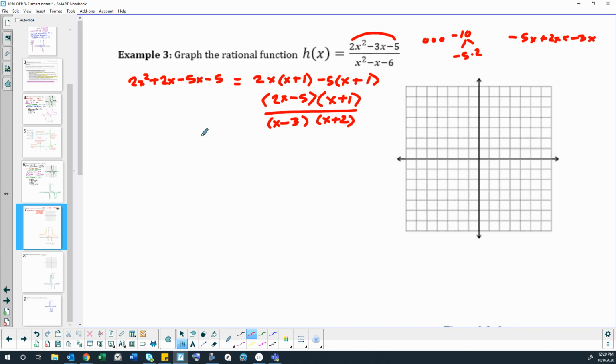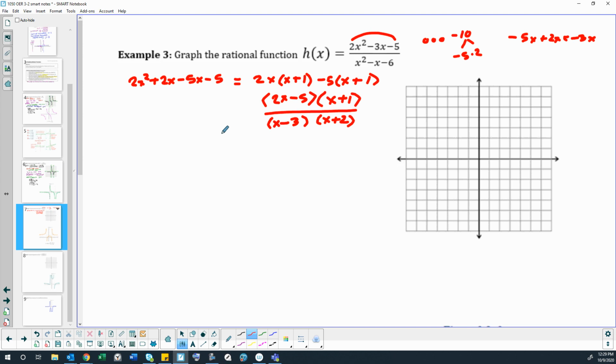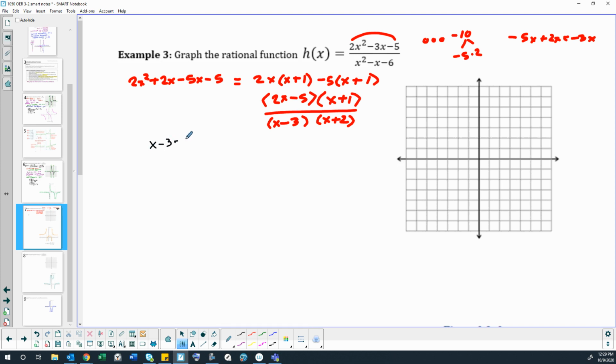Alright, that's step 1. Step 2, we revisit what they are really fast: find the domain, reduce, and find x and y intercepts. Okay, so finding the domain, we take the denominator and set it equal to 0. So x minus 3 equals 0, and x plus 2 equals 0. So that means x cannot equal 3 or negative 2. Then we reduce. Nothing reduces because none of these factors are the same as these factors.